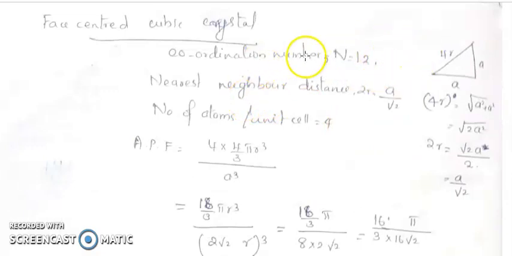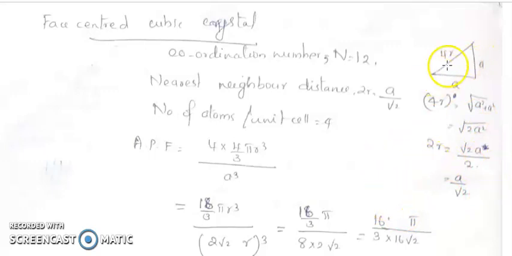In this we have the coordination number n equal to 12. 12 atoms are at the nearest neighbor, so n equal to 12 satisfies the condition of a closely packed structure. In this case, you can see 8 atoms at the corners, and one atom at the center of each base.